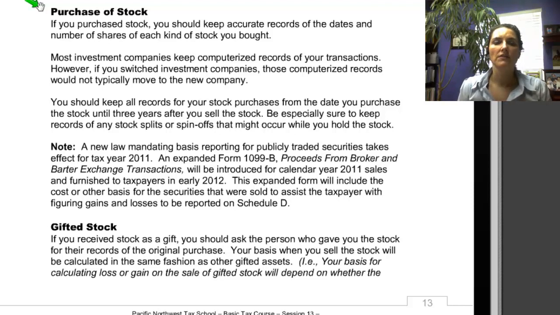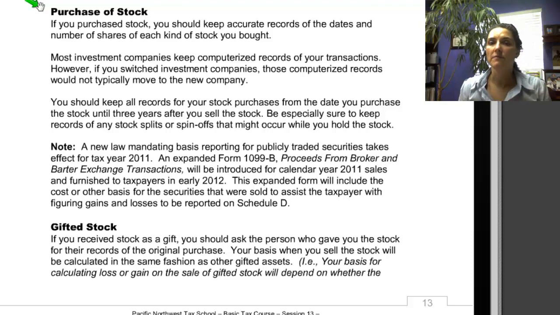This expanded form will include the cost or other basis for the securities that were sold to assist the taxpayer with figuring gains and losses to be reported on Schedule D. Well, figuring the cost basis in stock and tracking the cost basis in stock has just been a royal headache for the tax profession forever.